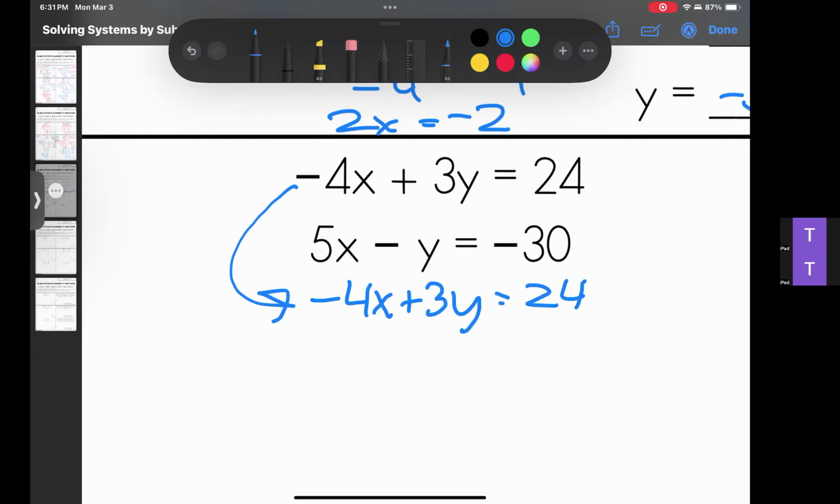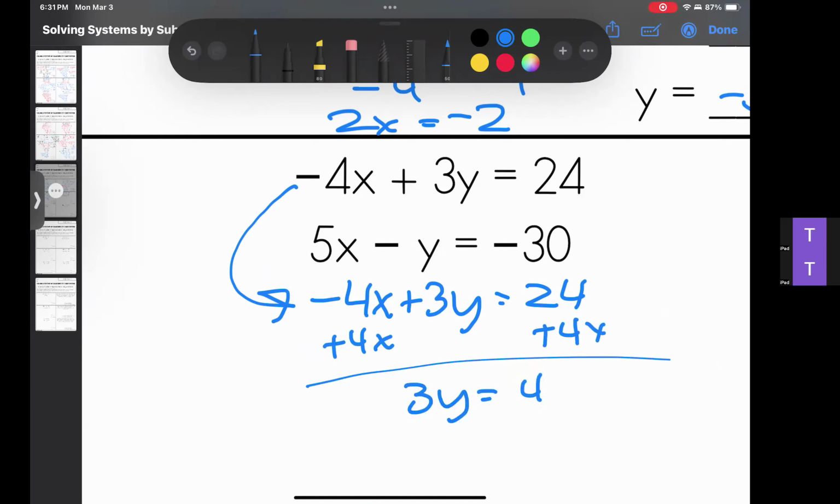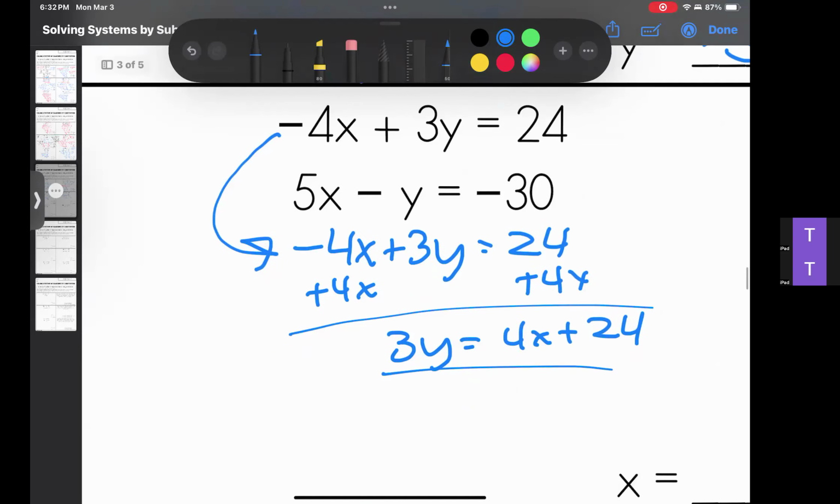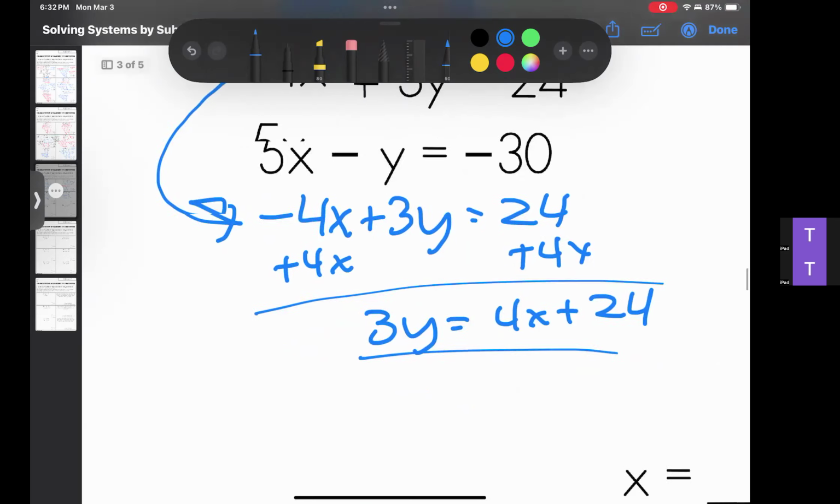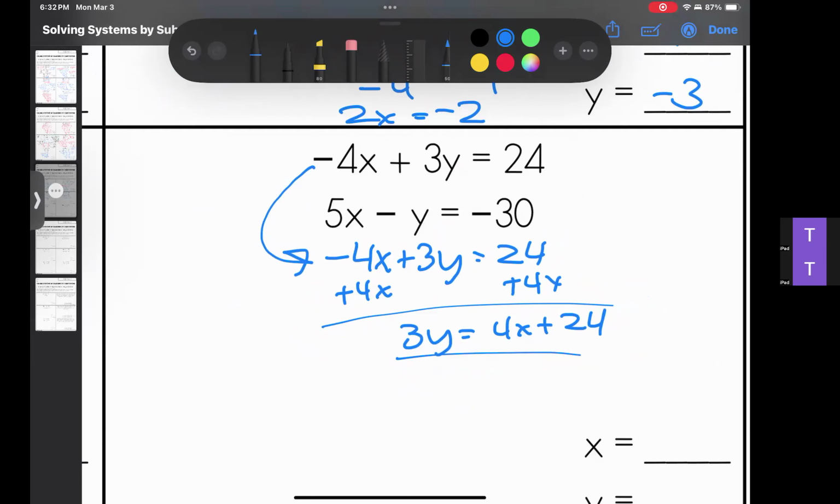I don't want to deal with a negative y, right? It's just not a vibe. So instead, let's add our 4x to both sides to leave us with 3y is equal to 4x plus 24. We're going to divide. Why do I keep doing this to myself? I don't want to deal with a fraction. I don't want to deal with a fraction either. It's not just you. I don't want a fraction either.